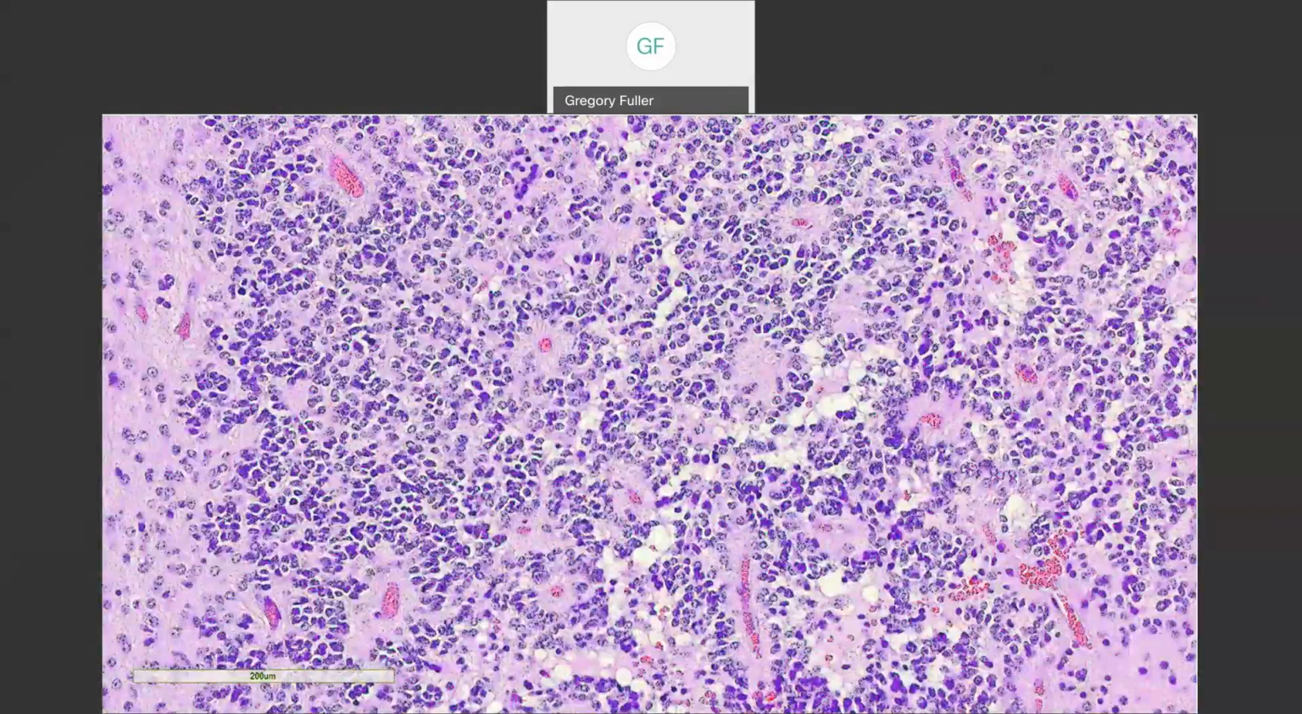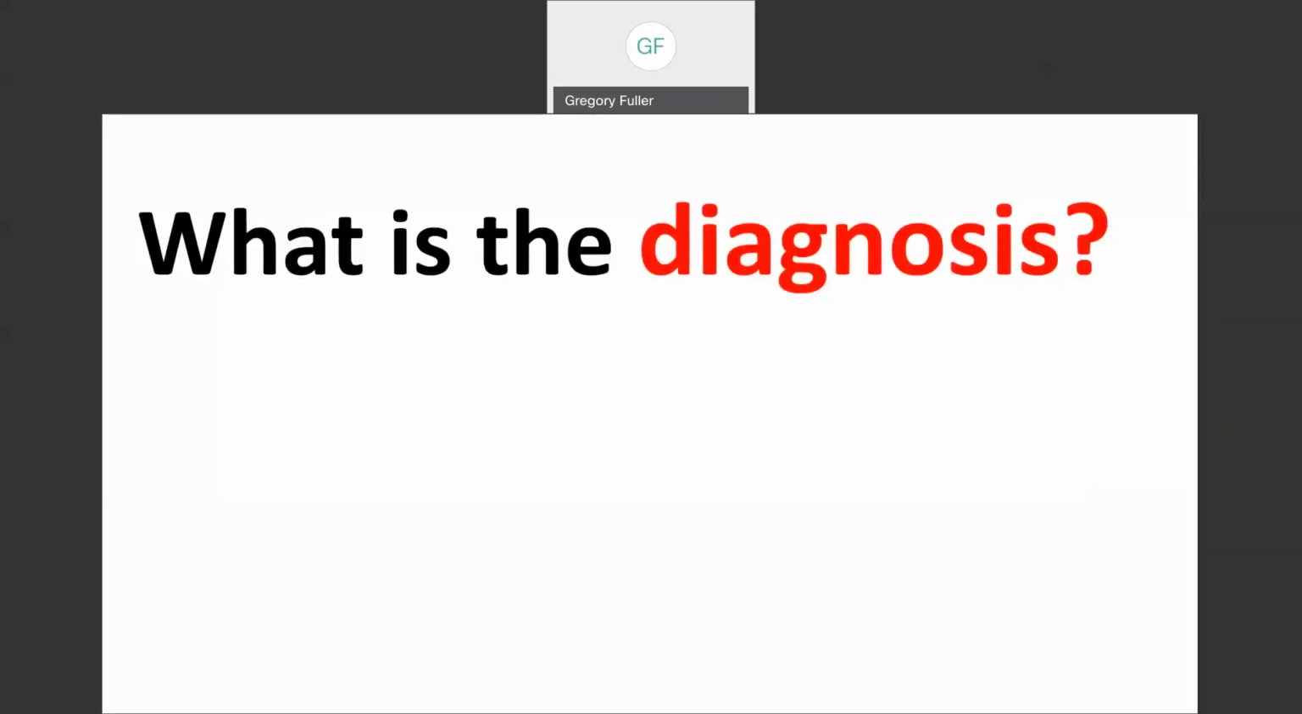So here's the thing though, what I wanted was a WHO 2016 diagnosis, based on the imaging and the morphology from the immunostain and the molecular signature from the immunostain. All right, let's go back quickly and look at that.